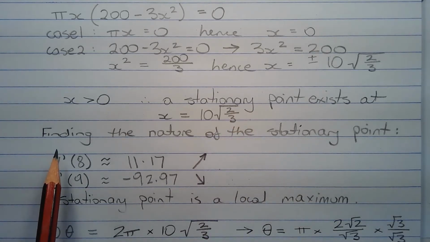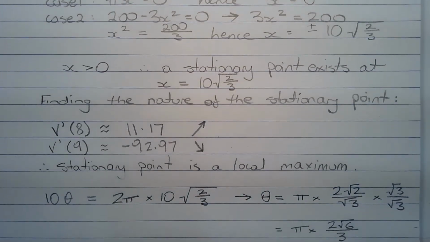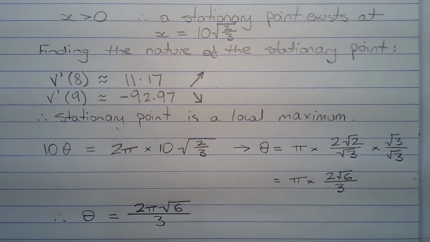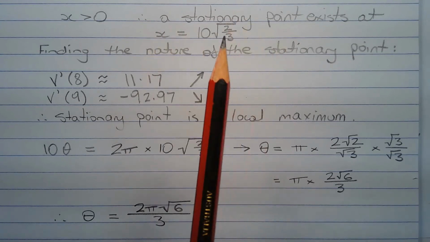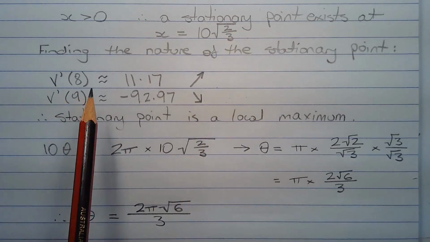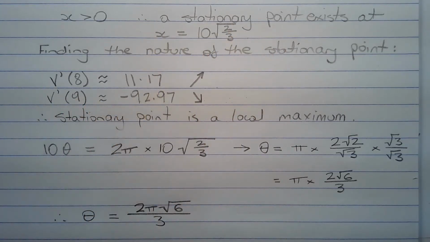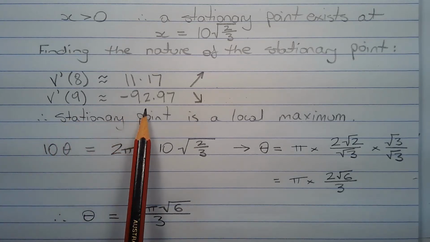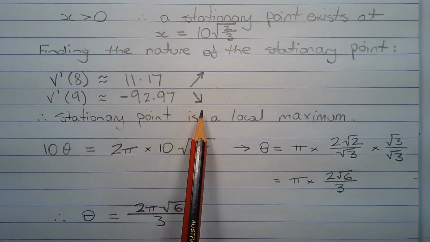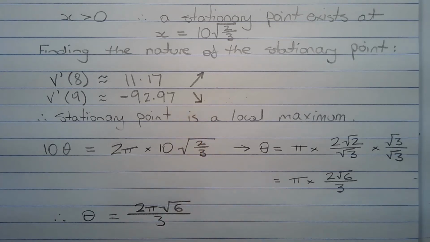Next, we need to find the nature of this stationary point, and we can use the first derivative for that. Now, v dash of 8 is approximately equal to 11.17, which represents a positive gradient, so that's to the left of the stationary point, and v dash of 9 is approximately equal to negative 92.97, which is a negative gradient to the right of the stationary point. Therefore, the stationary point is a local maximum.